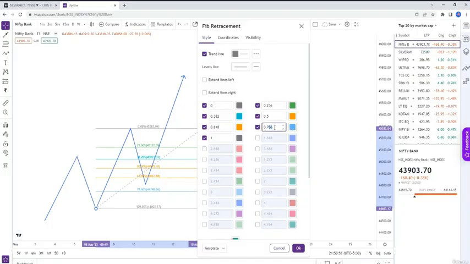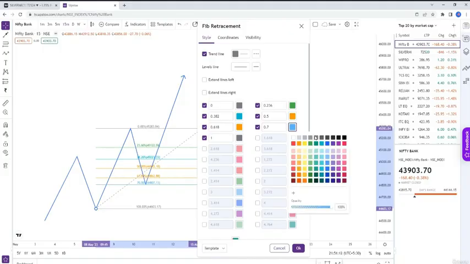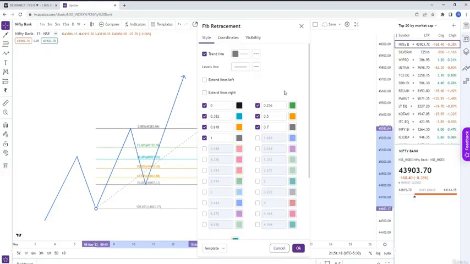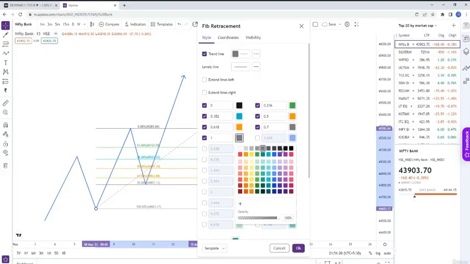70% you have to change. It should be 70. It's not 70%, it's 78.6, but it should be 70 for us. Make sure. Okay, done. Make this color like this, and the 1 level should be a deeper black.